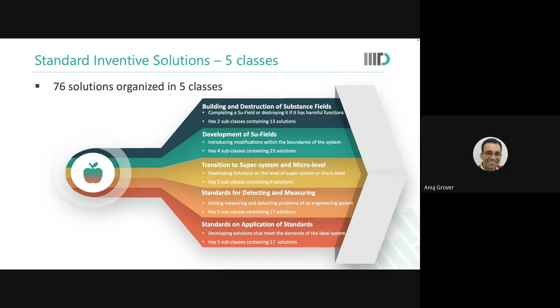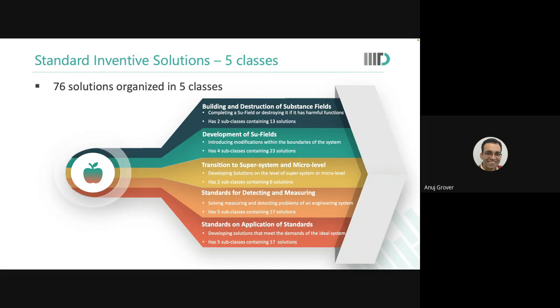Second is development of substance fields. The substance fields exist, but the interactions are harmful or insufficient. So you need to work on them, develop them into stable, positive substance fields. That's category 2. Then transition to super system or micro level. You remember we talked about 9 screens, and about physical contradictions, where we said that within the relationship we will change the level of the inventive principle, where you have to find the solution. Those categories of solutions start to appear in the third class.